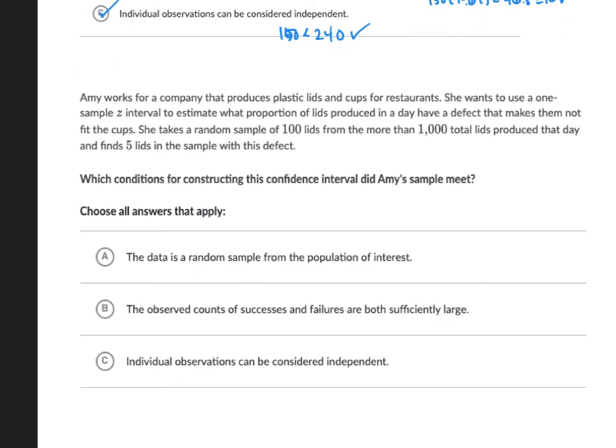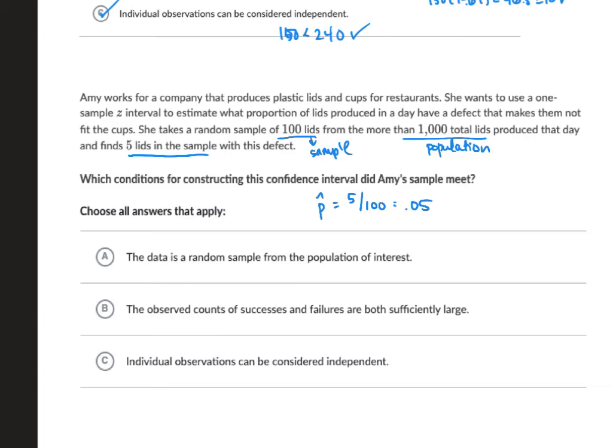All right, the next one says Amy works for a company that produces plastic lids and cups for a restaurant. She wants to use a one sample Z interval to estimate what proportion of lids produced in a day have a defect that makes them not fit the cup. She takes a random sample of 100 lids from more than 1,000 total lids, so that's your population. This is your sample. And finds that 5 lids in the sample have this defect, which means p hat, we're going to calculate 5 divided by 100. So that's 0.05.